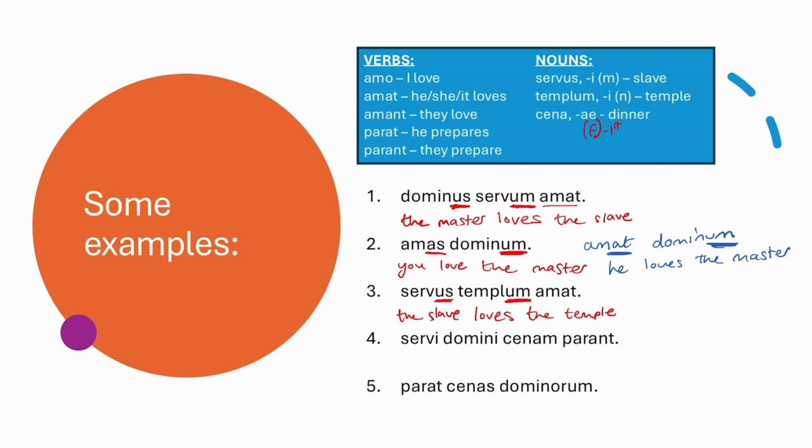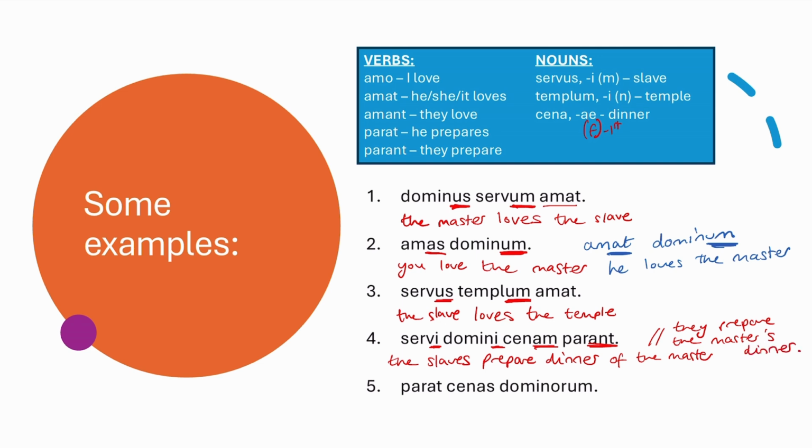Servi domini canam parant. I've just added in that cana is feminine and goes like first declension to your vocab list. So, servi, nominative plural. The slaves. Now, parant means they prepare. So the slaves prepare. They prepare canam, accusative. They prepare dinner. And then domini is genitive. So they prepare the dinner of the master. Or you could say the slaves prepare the master's, apostrophe S, dinner.